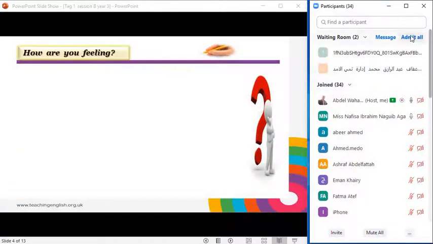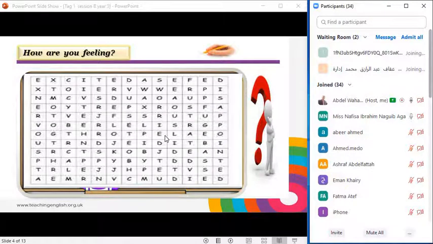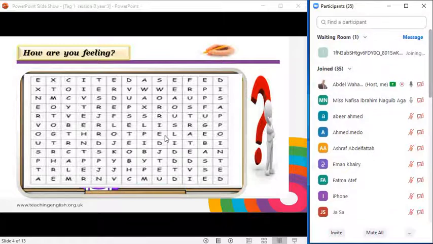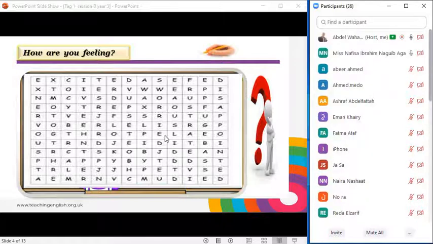We start with, how are you feeling? Please look at the screen and try to think. Try to answer this question. How are you feeling? Try to think of the words. How many words can you write? I'll give you 5 minutes to look at the screen and try to find the words. You have 5 minutes. After that, I'll ask you to say the words. Okay? Yes. Okay.